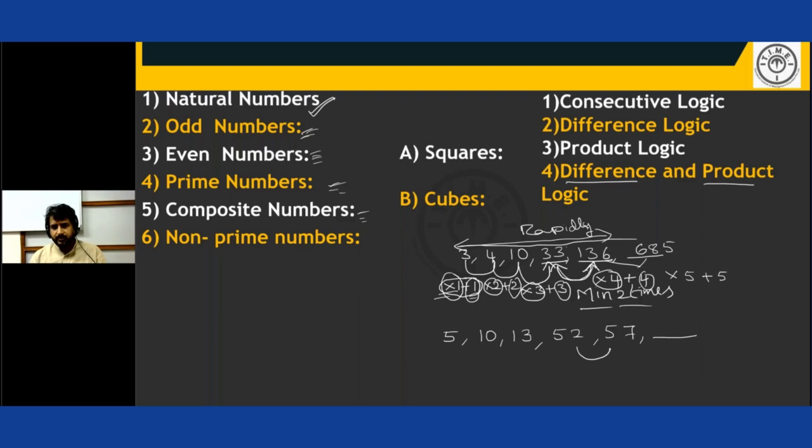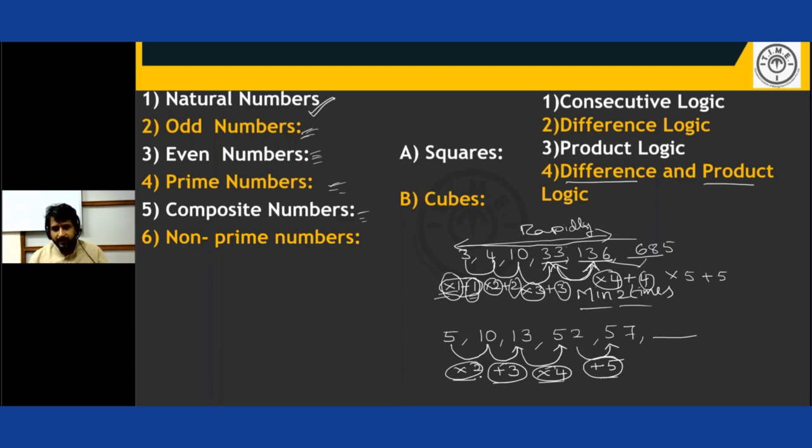If you observe 52 to 57, you can say that there is a small jump, increasing by 5. But when you observe 13 and 52, it is a very big jump. So it is multiplied by 4 times. It goes exactly 4 times. 13 times 4 is 52. 10 and 13, again it is increasing slowly, so plus 3. 5 and 10 goes exactly 2 times. Again see here: into 2, plus 3, into 4, plus 5. Alternately product logic is applied and alternately difference logic is applied. Here is what I call difference and product applied alternately.